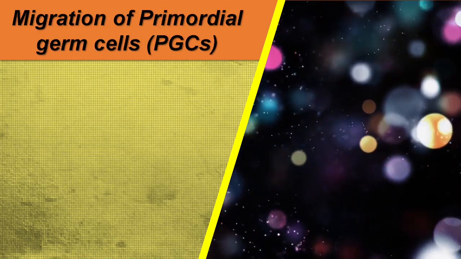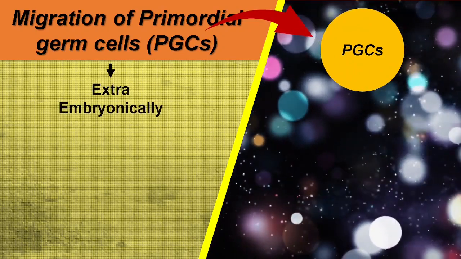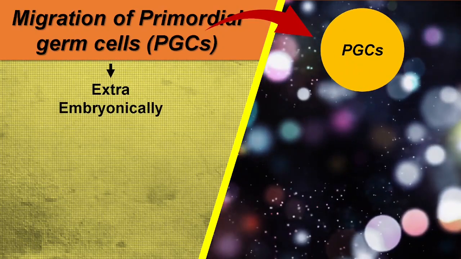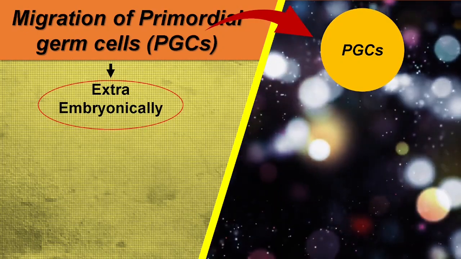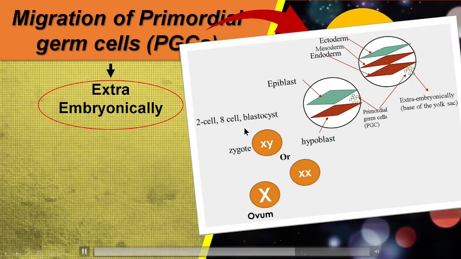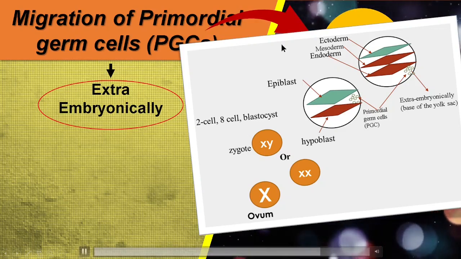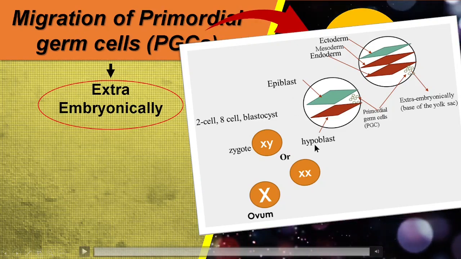The migration of the primordial germ cell. The primordial germ cell has to migrate to the genital ridge, and before migration this primordial germ cell has to develop extraembryonically. So what do I mean by extraembryonically? After fertilization, when the zygote undergoes cell division and forms the blastocyst, it will give rise to epiblast and hypoblast, and during that time some of the cells isolate themselves and form the primordial germ cell.